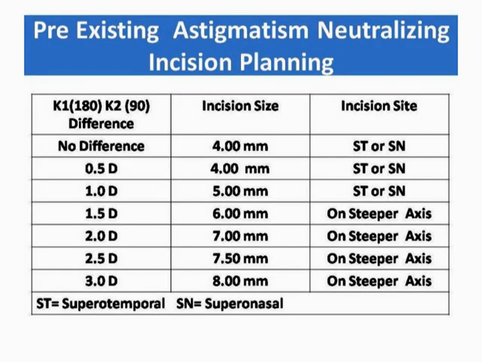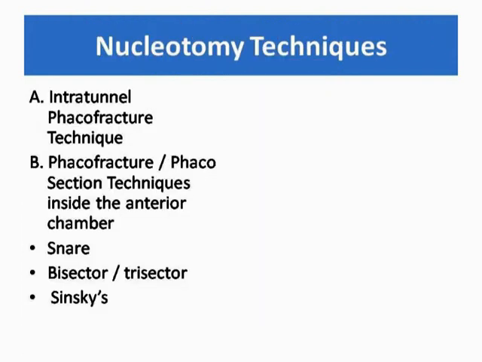Initially, the incision size was decided by the anticipated size of the lens nucleus and used to be 8 mm or more. Now incision size and location are decided by the amount of preoperative corneal astigmatism. The size can be from 4 mm to 8 mm. The nucleus is divided by various manual nucleus dividing techniques to reduce the size in accordance with incision size. The nucleus dividing technique is called nucleotomy.